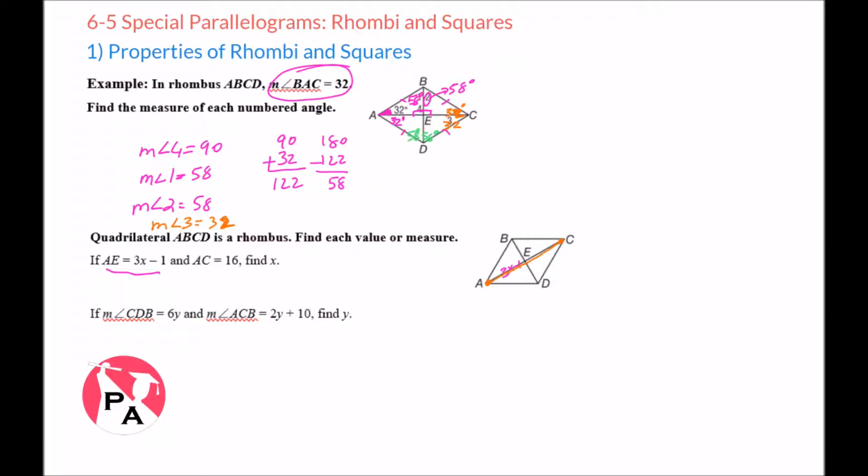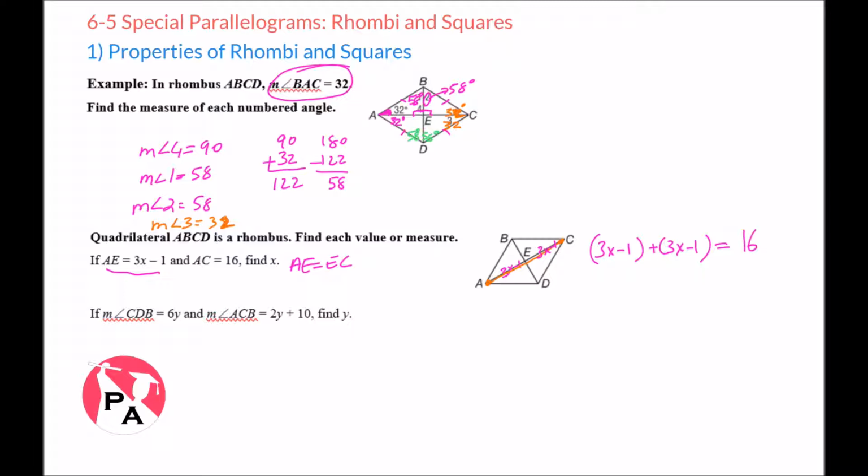Now, if AE is 3x minus 1, since the diagonals cut each other in half, EC is going to be the same as AE. So now we know AE is equal to EC. So let's plug in 3x minus 1 for EC. Now, if you look at these two segments together, there's 2 of 3x minus 1s. 3x minus 1 plus 3x minus 1, or just multiply it by 2, should be equal to the whole length of AC, which is given. We know what AC is. It is 16. So it should be equal to 16.